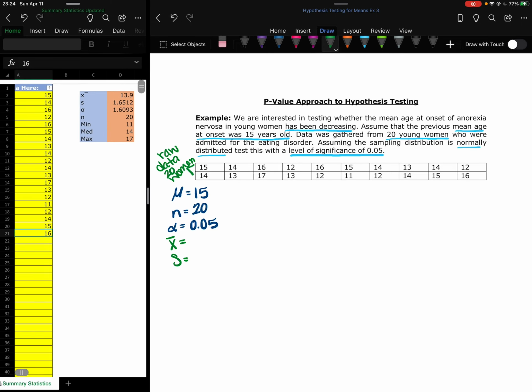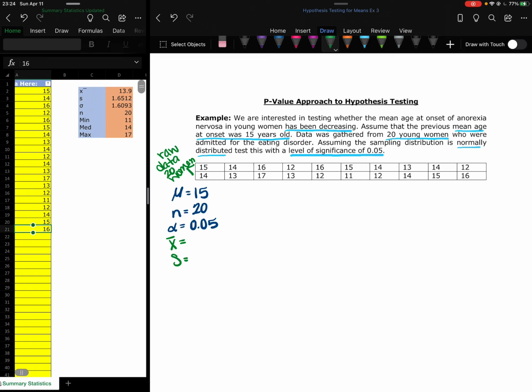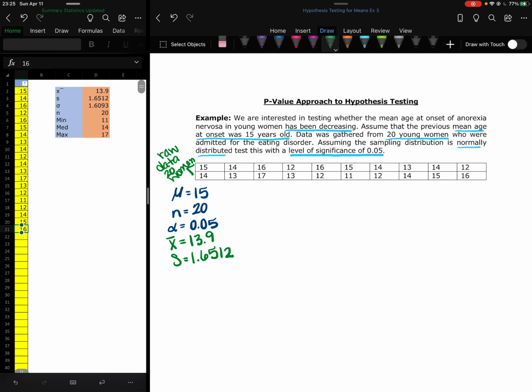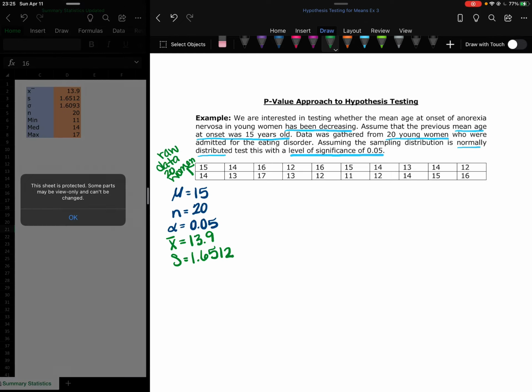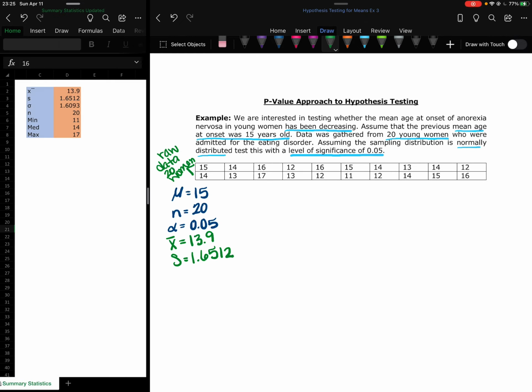And then if I just scroll over a little bit, I see X bar is 13.9 and S is 1.6512. If I want more than just those, I can try and make that column a little bit bigger, but it actually won't let me. I thought I made it so you guys could make that bigger, but apparently not. So we're just going to work with what we've got here.